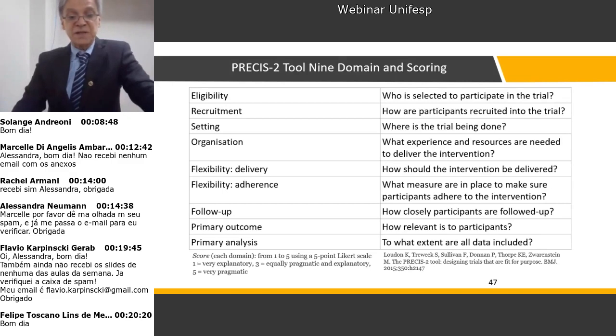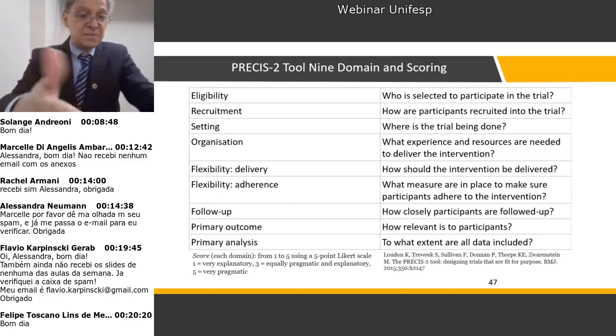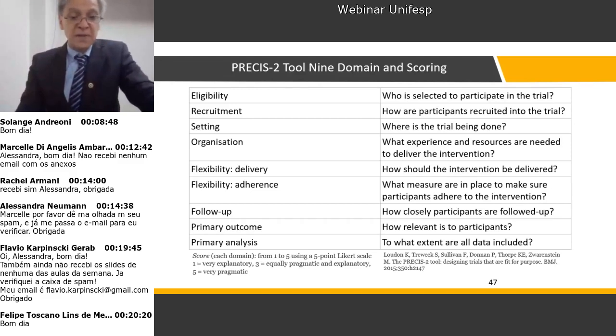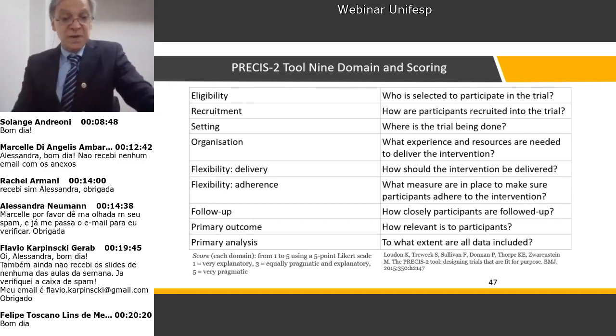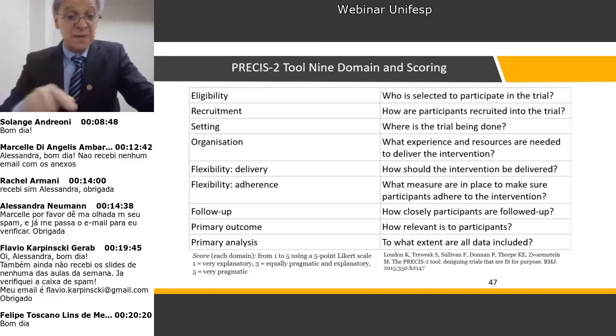Follow up: how closely are participants followed up? Same idea of flexibility in delivery and adherence. It's like people not doing the right thing, okay? Primary outcome: how relevant is it to participants? The people who are implementing your research, as well as the patient, may not be as motivated as in a randomized clinical trial. There was enough structure, a very strong way to impress on the patients, the participants, as well as those who participate as collaborators on the study.